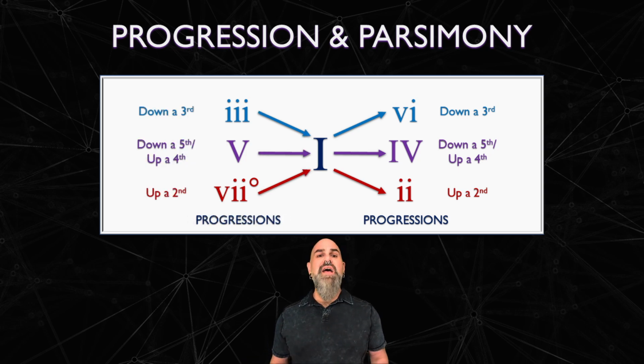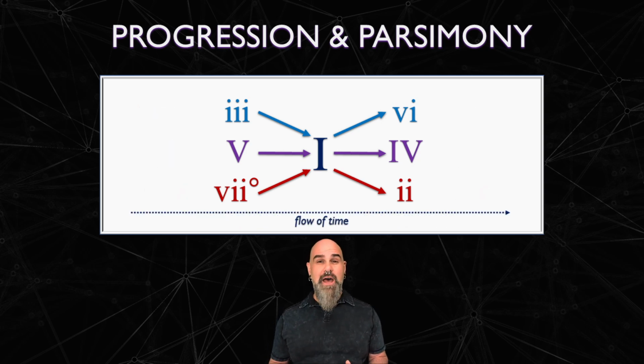This one-way traffic flow helps define the sense of direction in tonal music that works with the flow of time. It creates harmonic momentum and shapes our perceptions of musical direction.